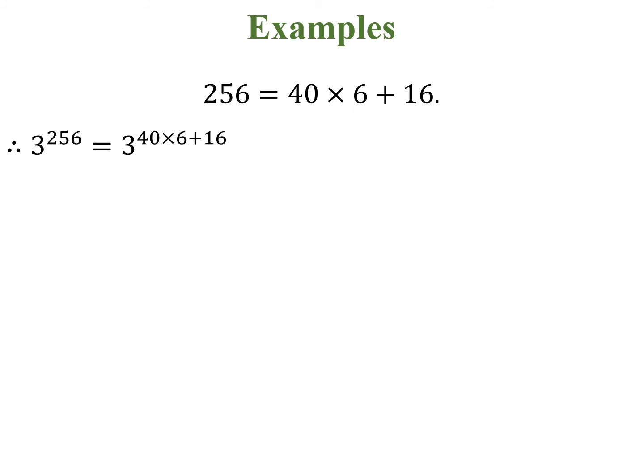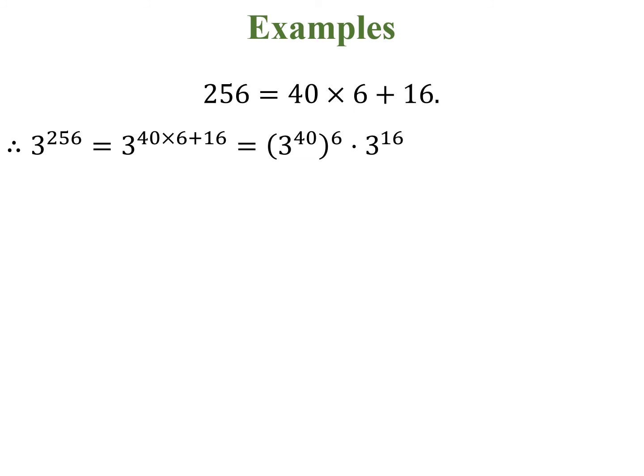This index is the addition of two numbers. One number is 40 into 6 and another is 16. We know that a raised to m plus n is a raised to m into a raised to n. Likewise, it will be 3 raised to 40 into 6 into 3 raised to 16. This 3 raised to 40 into 6 can be written as 3 raised to 40 whole raised to 6. So it will be 3 raised to 40 raised to 6 into 3 raised to 16.